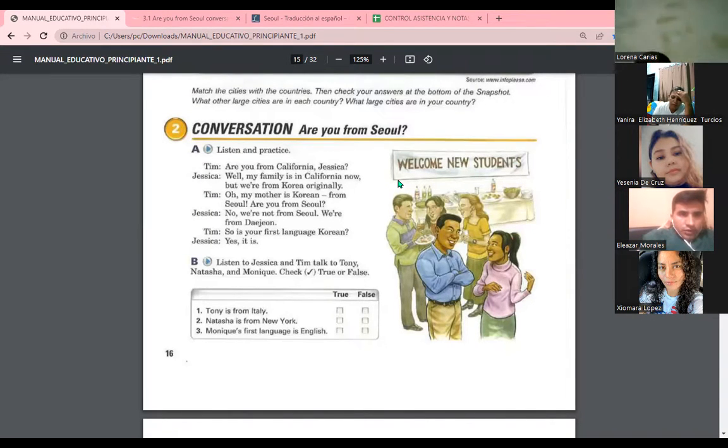Let's start with Laura and Abigail. Laura and Abigail, remember, after your participation, you have to turn out your hand. Puede bajar su mano, right? Okay, go ahead. Laura and Abigail. Okay.